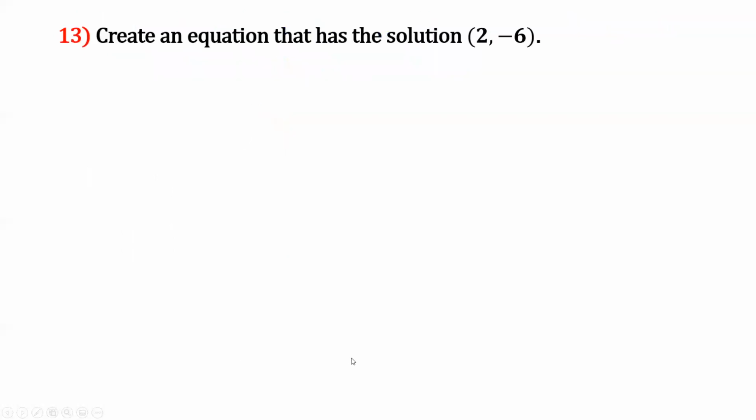And finally, number 13 was just kind of like a bonus question. It says create an equation that has the solution 2 comma negative 6. In fact, this one has an infinite amount of correct answers. There's an infinite amount. I can do this forever and ever and ever, and I will never finish. And I'll show you how easy this is. I'll give you some examples.